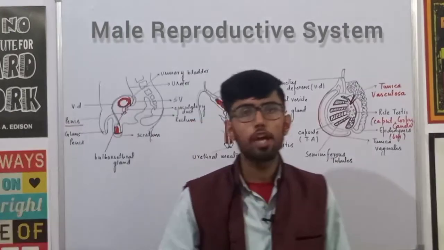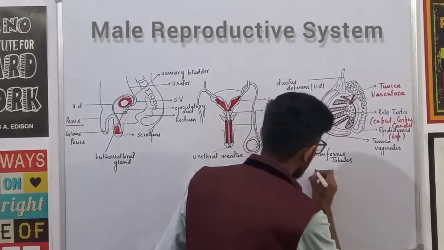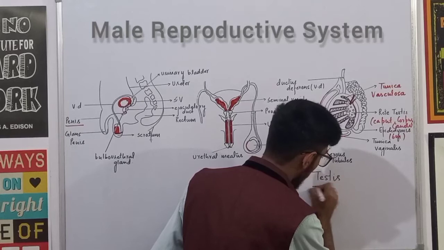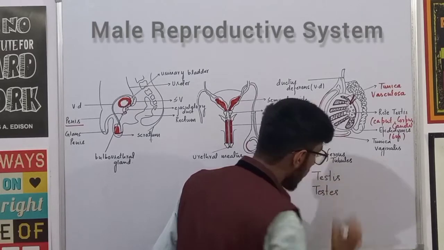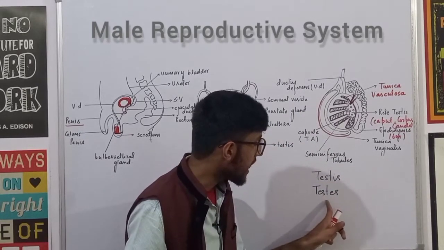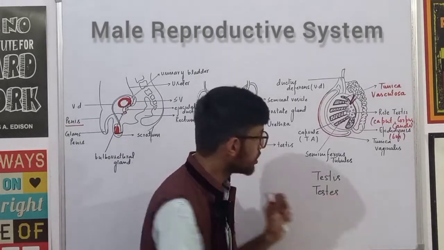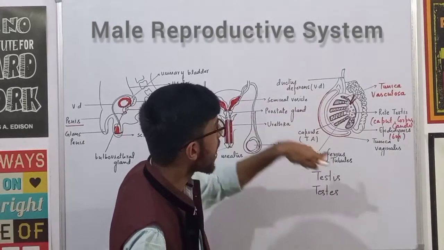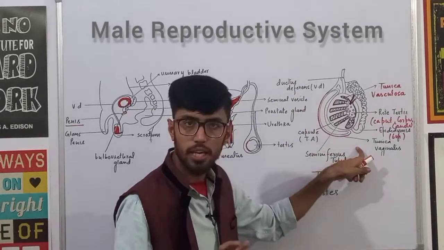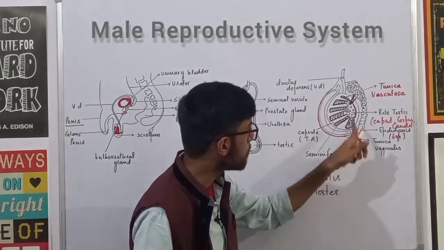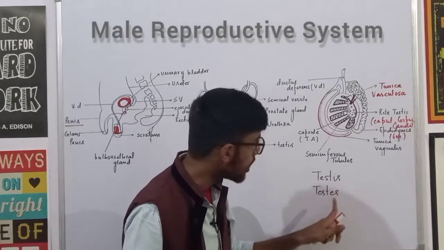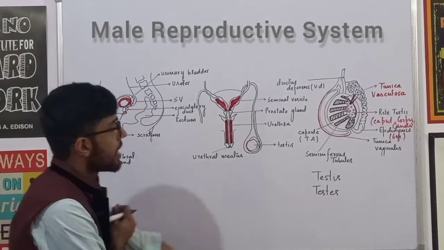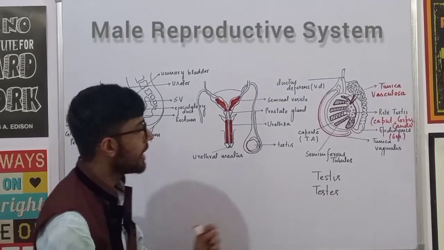We have a pair of testes. Testis is singular, written as T-E-S-T-I-S, whereas in plural, because we have two, it is T-E-S-T-E-S. Singular is I-S and plural is E-S. So we have the primary organ of reproduction in males, that is testis in singular and testes in plural. So now we'll talk about the male reproductive system.